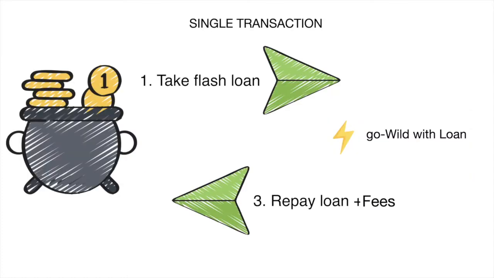What's a flash loan? A flash loan is a single transaction loan without collateral, where the user can take a loan, go wild with the loan for the duration of the transaction, and then needs to repay the loan and fees at the end of the transaction. If the user is unable to repay the loan and fees, the transaction is reverted, so it's just gas fees which are lost. So it's a very interesting use case which offers highly leveraged trading.